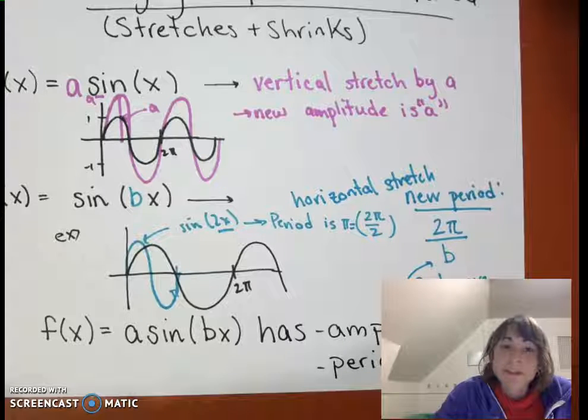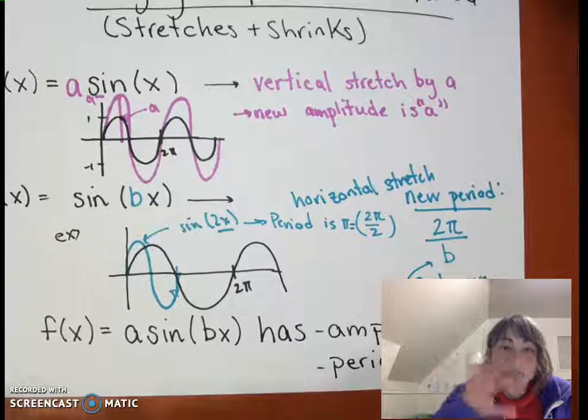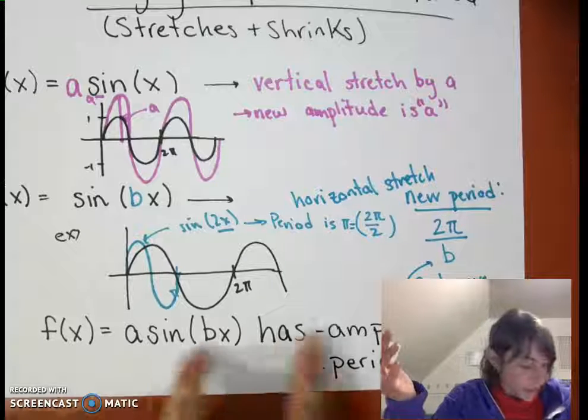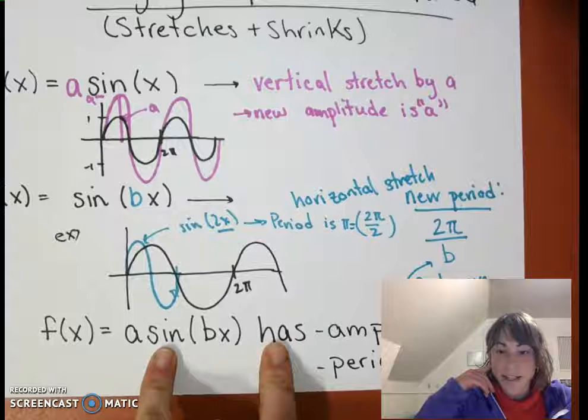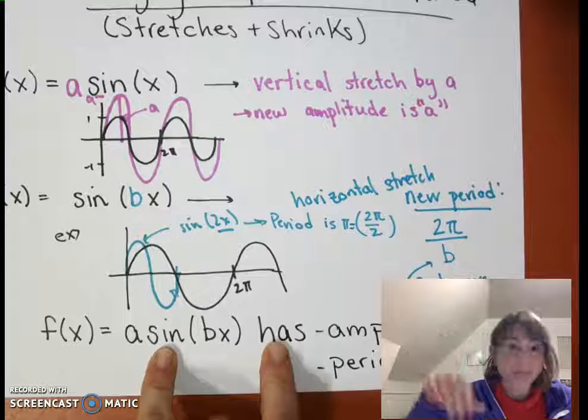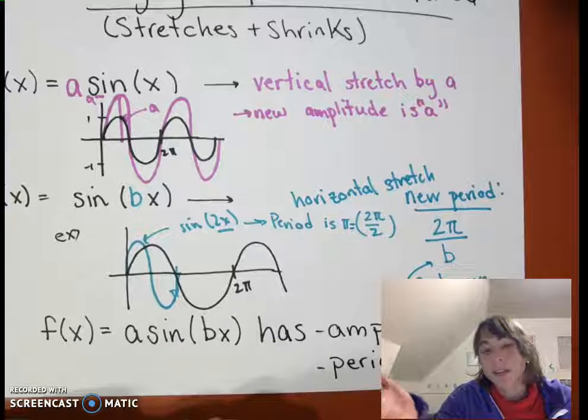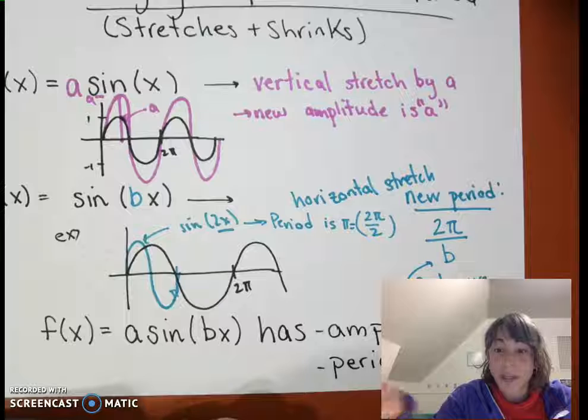So in the next couple videos, we're going to look at how we determine what the graph is from an equation. There's one more thing we have to add into this, which is translations. And then we'll see if we can figure out what the equation is from a graph. So that's what's coming up.